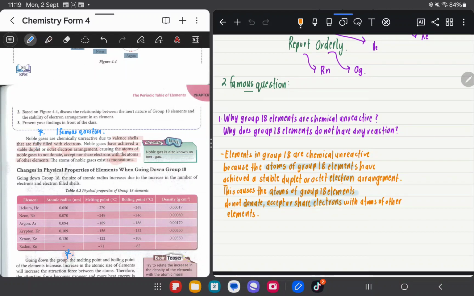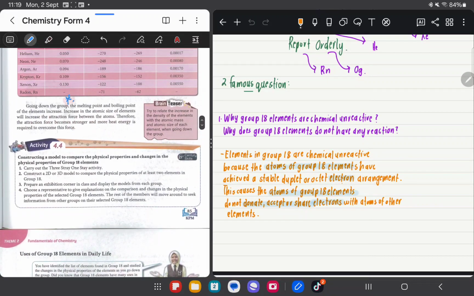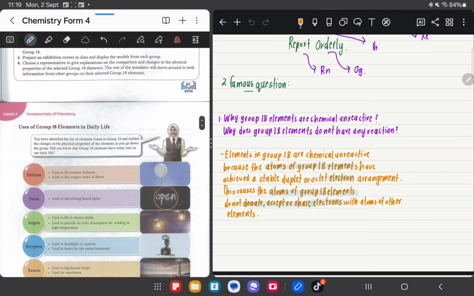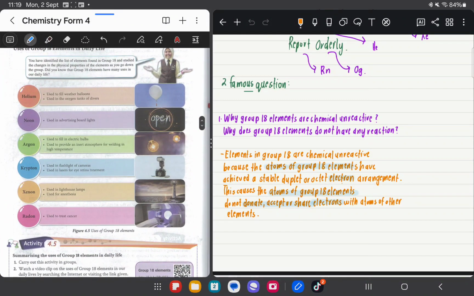If you don't want to use noble gas here, you can use inert gas, still correct, both are just different names. Understand? So in video part 2, I will be discussing the physical properties, because this video is already very long. Then only I will go to the uses of group 18 elements in daily life.